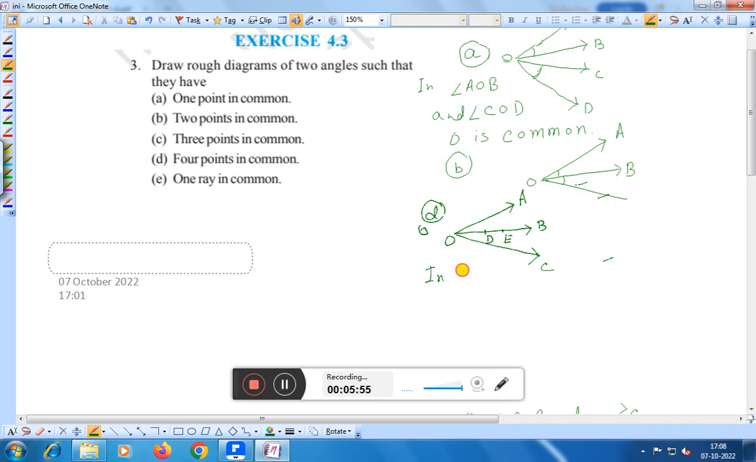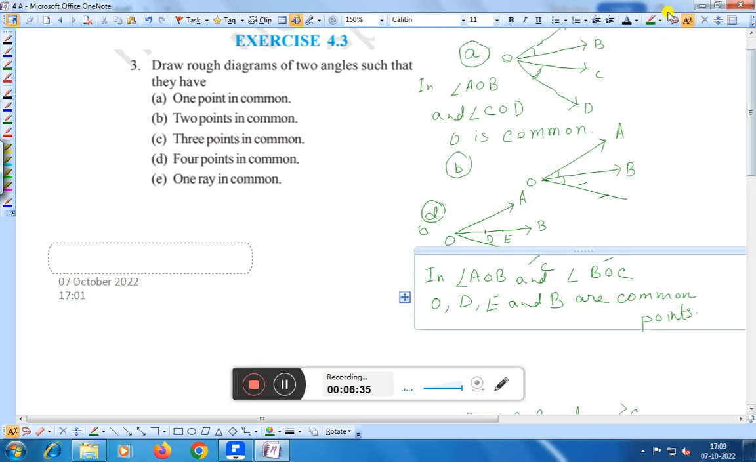Therefore, in angle AOB and angle BOC, O, D, E and B, there are 4 points, and these are common points.